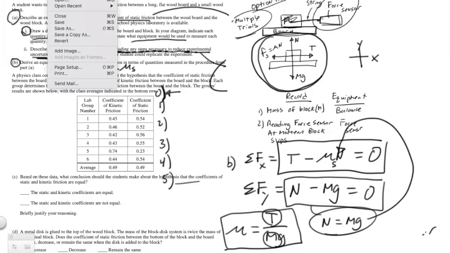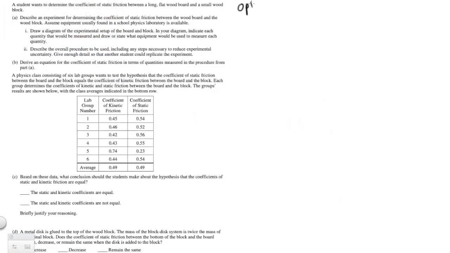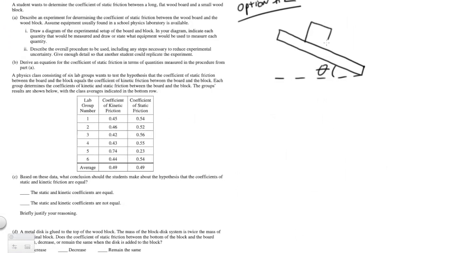Now really quickly, there's a second option here. Option number 2, what you could do is your diagram would look like this. You're going to take your board and put it at an angle, measured theta. And then here's the block on the board, like that.